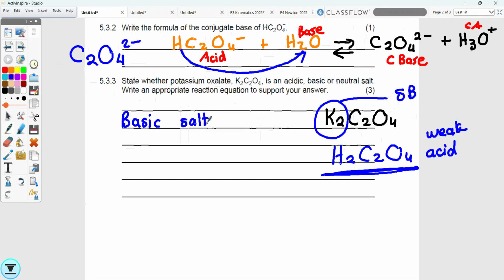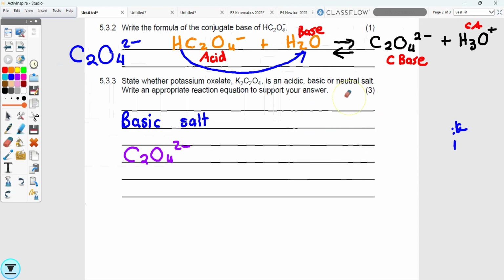But in this question, are you going to get any marks for saying that? No. So your next step is to choose the ion from the weak one. What would that ion be? We're going to take away the cation, and you're going to say it's the weak one. So it's the C2O4 2 minus that is now going to undergo hydrolysis. And you know your definition for hydrolysis.